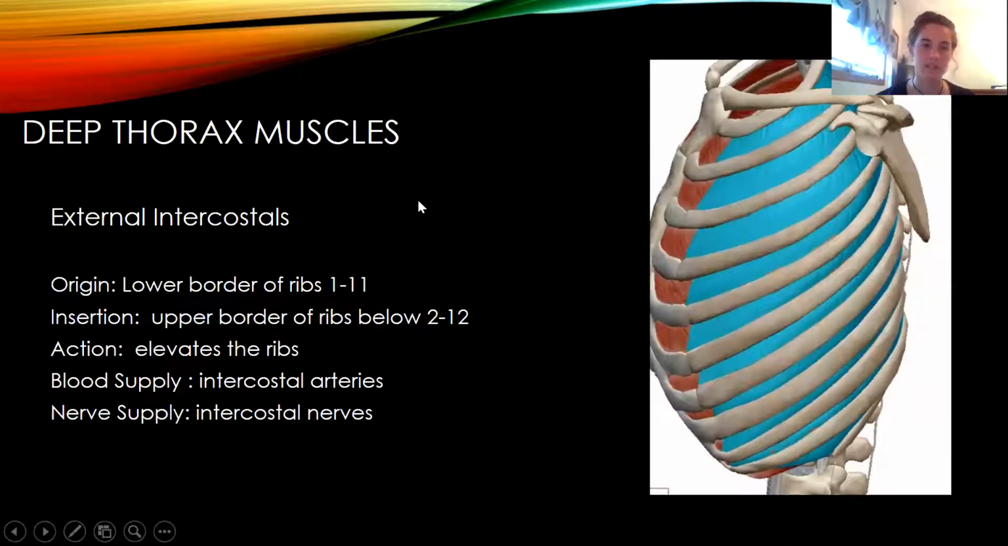So next are the thoracic muscles, and these thoracic muscles make up the chest, and these are responsible for respiration, so breathing in and then breathing out. So first up is the external intercostals. The origin for these is the lower border of the ribs 1 through 11. The insertion is the upper border of the ribs below, 2 through 12. The action is that it elevates the ribs. Blood supply is the intercostal arteries, and the nerve innervation is intercostal nerves.